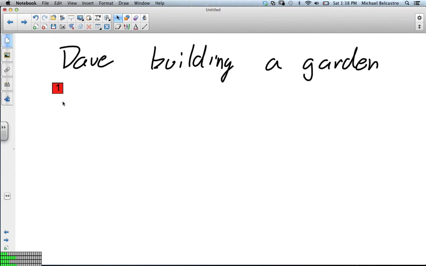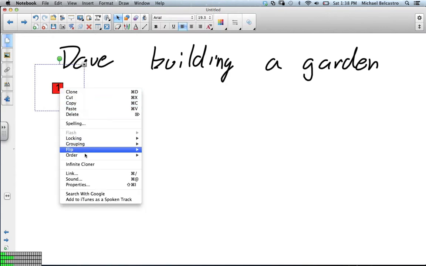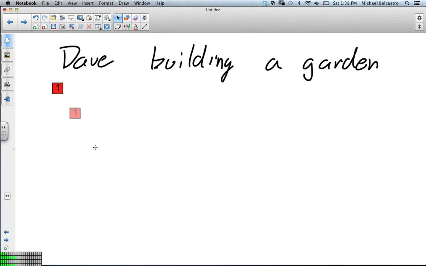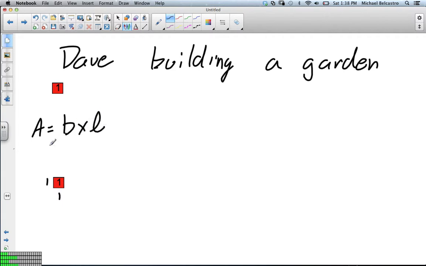So Dave takes one of his units here. Okay, he lays down 1 newspaper and he realizes, well, this newspaper takes up a distance of 1 this way and 1 that way, right? Well, when we're finding area, it is equal to the base times the length. In this case, it's 1 by 1. So what's the area of this garden? It's 1 unit squared. 1 unit squared.